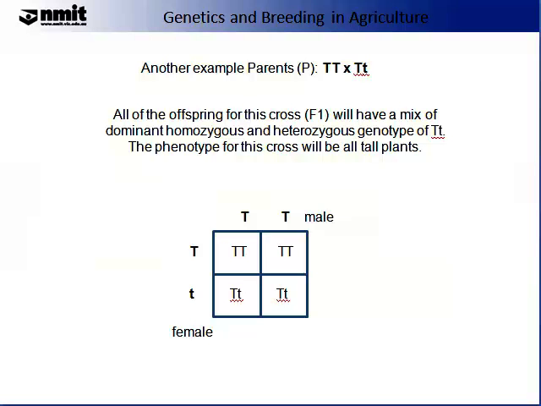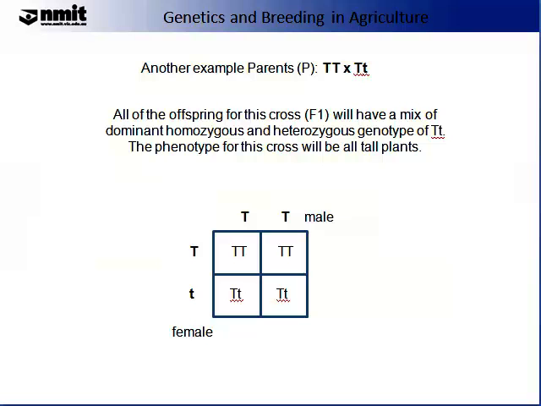We can use this Punnett square to investigate other crosses of parents. Let us take a dominant homozygous tall plant, capital T capital T, and cross it with a heterozygous plant, capital T lowercase t. Again, start by placing the parents above and to the left-hand side of the box. Then place all the combinations, combining 1 allele from the male and 1 allele from the female.